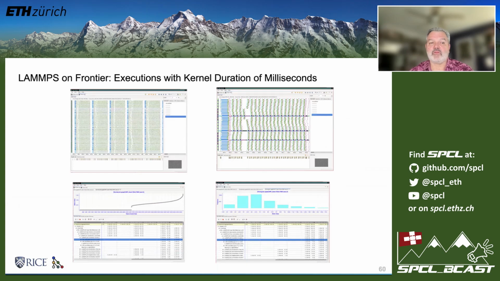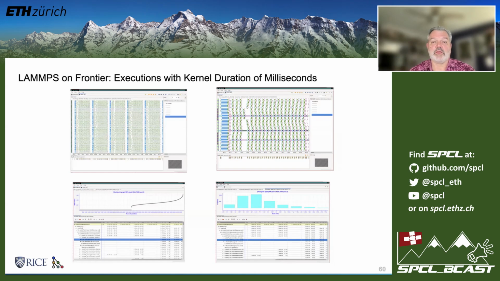Finally, with LAMMPS, a molecular modeling program, we collected some large-scale performance data on Frontier with 64K MPI ranks and 64K GPU tiles.